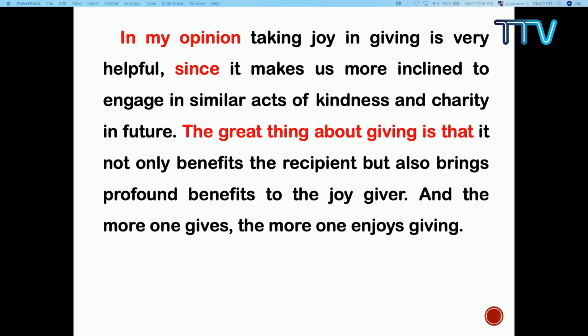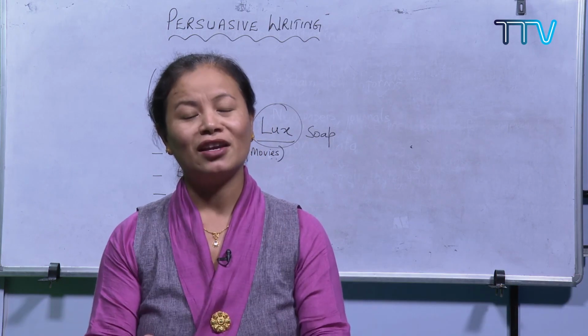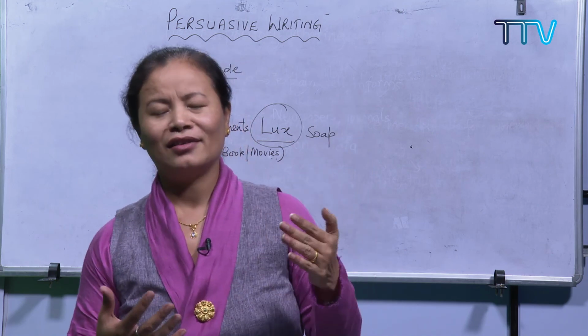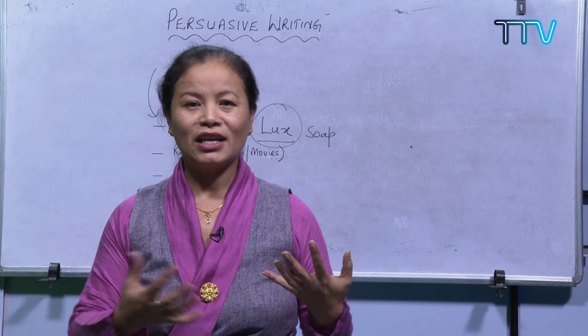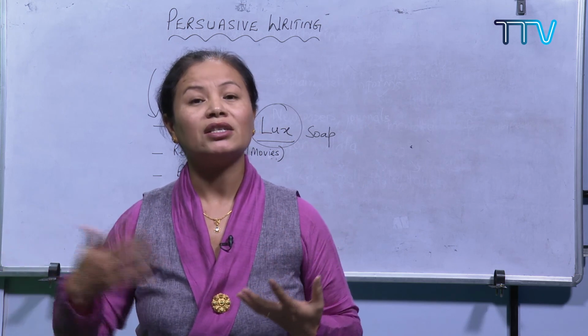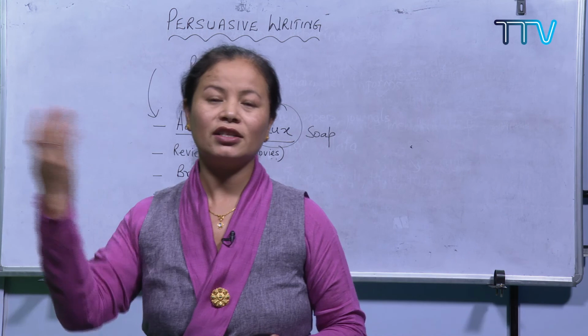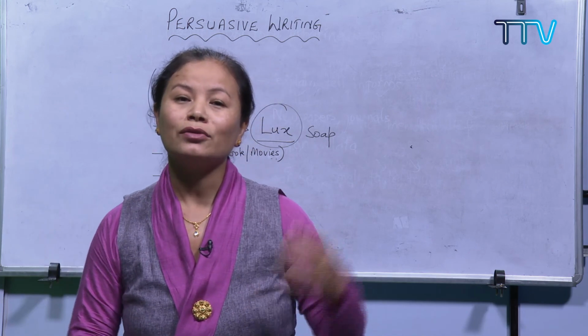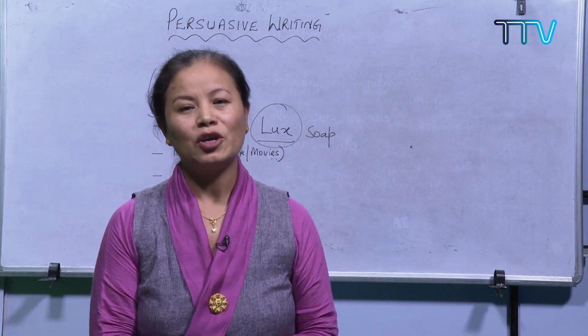And the more one gives, the more one enjoys giving. This in a way summarizes the whole paragraph. So, one should keep on giving, one should take joy in the act of giving, right? In a way, this is a sort of persuasive writing, because whoever reads this thinks about it, and then the reader might indulge in the act of giving, dedicating it to a higher altruistic goal.